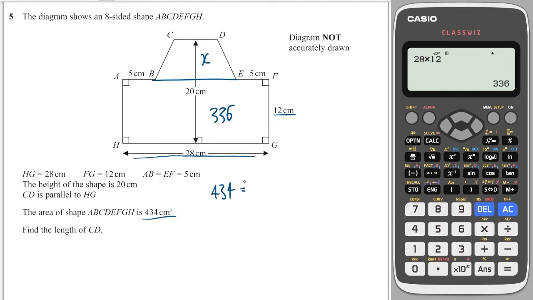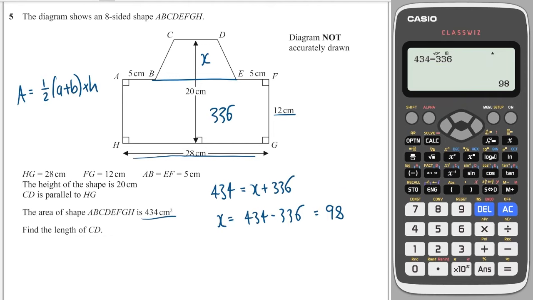So that tells me what this area at the top X is, because I know the total area is 434, and the total area is X plus the bottom area. So that top area will be 434 minus 336. And that will give me the top area, the trapezium. Okay, great. Now the area of a trapezium is given in your formula booklet, and it is 1/2 (A plus B) multiplied by H, where A and B are the 2 parallel sides.